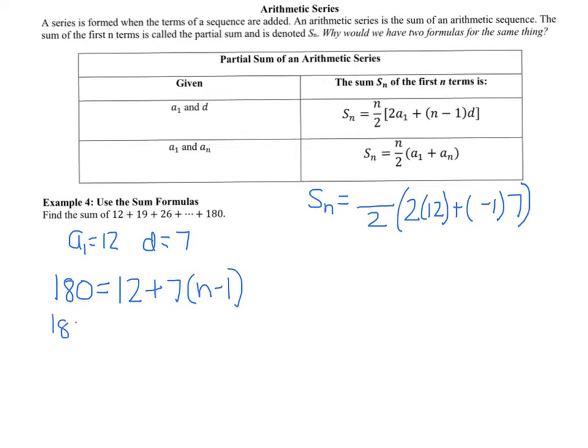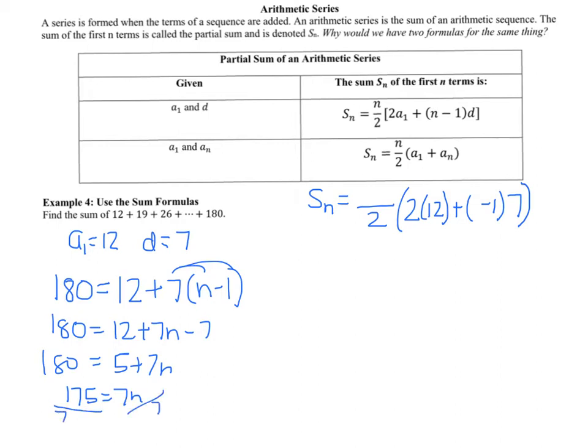So I'm going to have 180 equals 12 plus 7n minus 7. And 12 minus 7 is going to give me 5. And then I'm going to subtract 5 from 180. So I'm going to have 175 equals 7n. And if I divide both sides by 7, so 175 divided by 7, that's going to give me n equals 25. So now I can plug in the n that I needed. So 25 and 25. And now I can solve for S sub n.